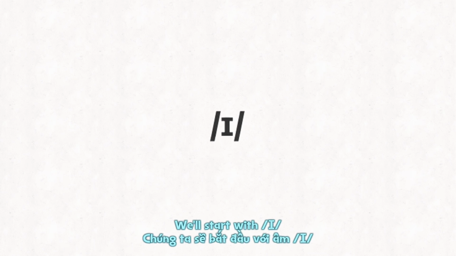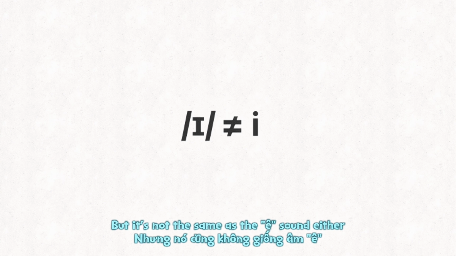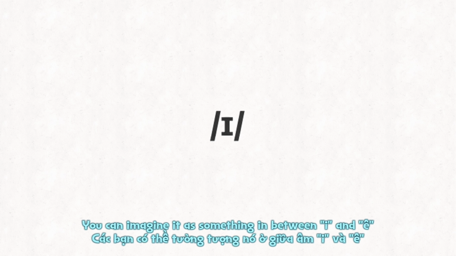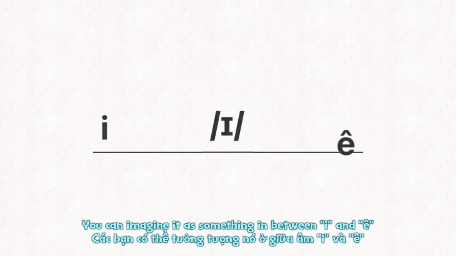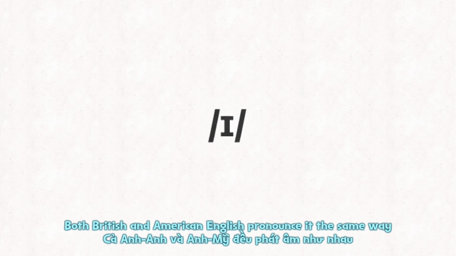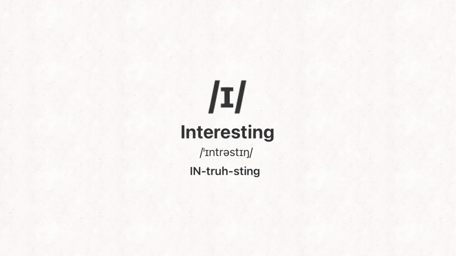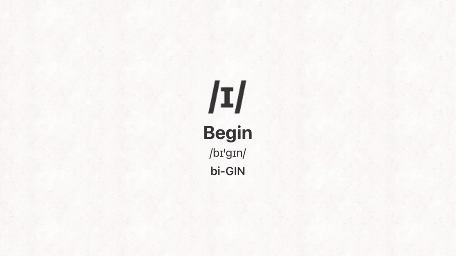We'll start with the first vowel. The sound is a bit different from the short I in Vietnamese. It's shorter, but it's not the same as the long I sound either. You can imagine it's something in between the two. For this one, both British and American English pronounce it the same way. Interesting. Begin.